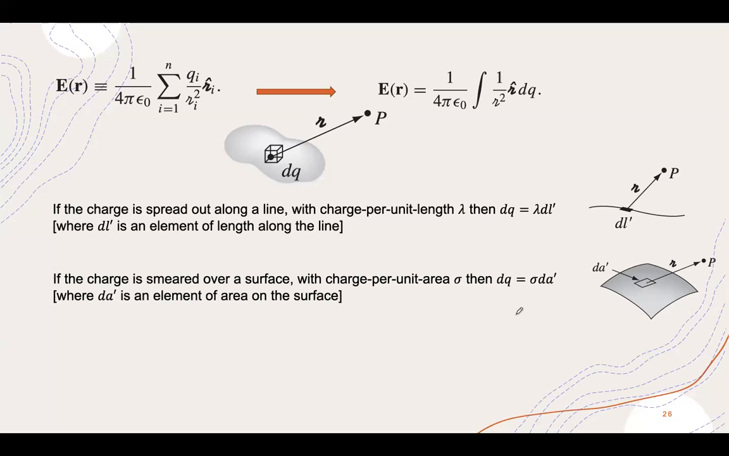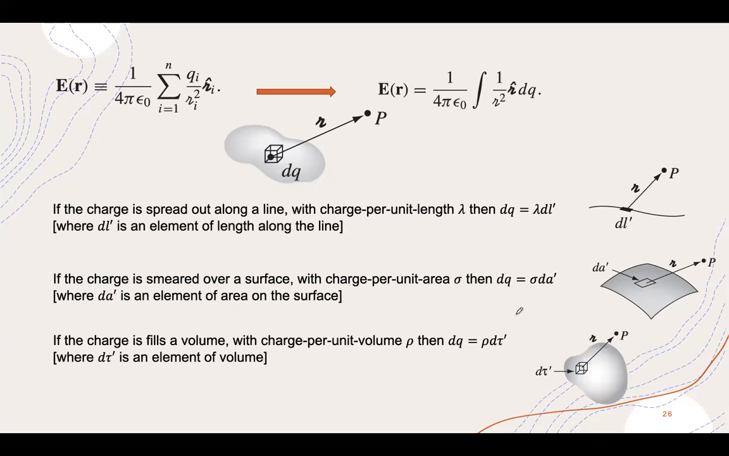Similarly, following the same convention, if the charge fills a volume, something like this, as you can see in this figure, and the charge per unit volume is given as rho, then dq can be written as rho times d tau prime, where d tau is the element of the volume. So for a line, it is very clear that this is one length, then it's fine.